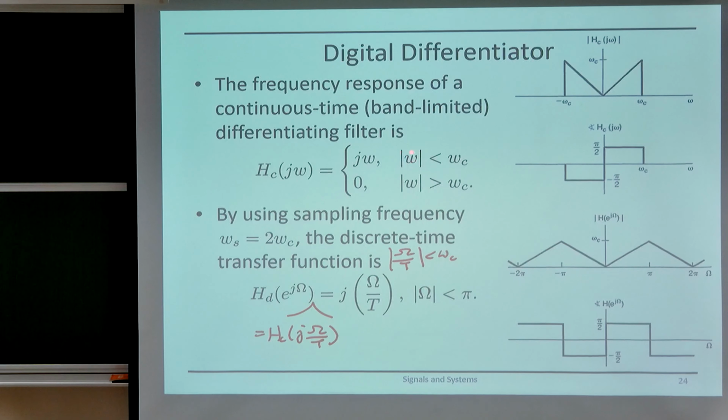Now, what is T? T is 2 pi over the sampling frequency, and omega s is 2 omega c. So this is just pi over omega c. If you substitute this inside here, omega c cancels out, and you bring a pi to the other side, and this is what you get.